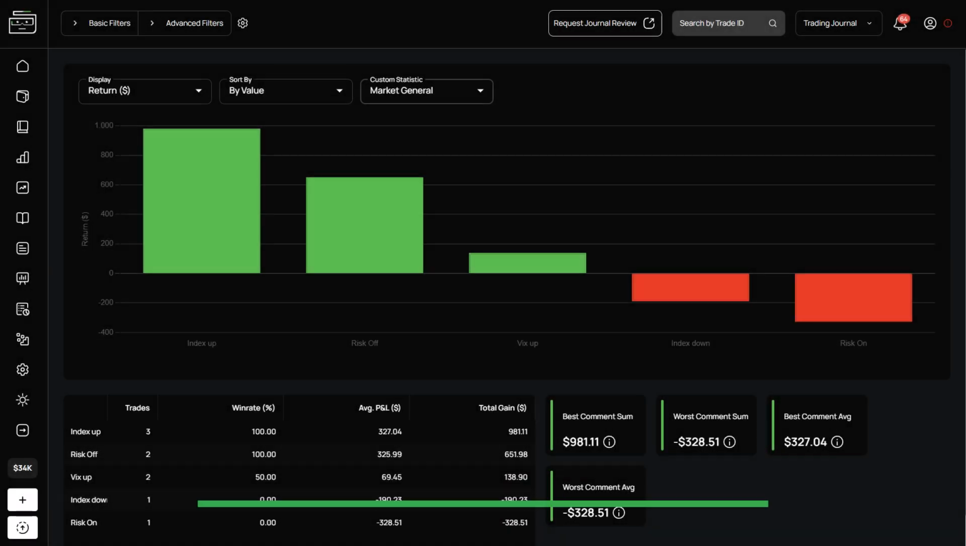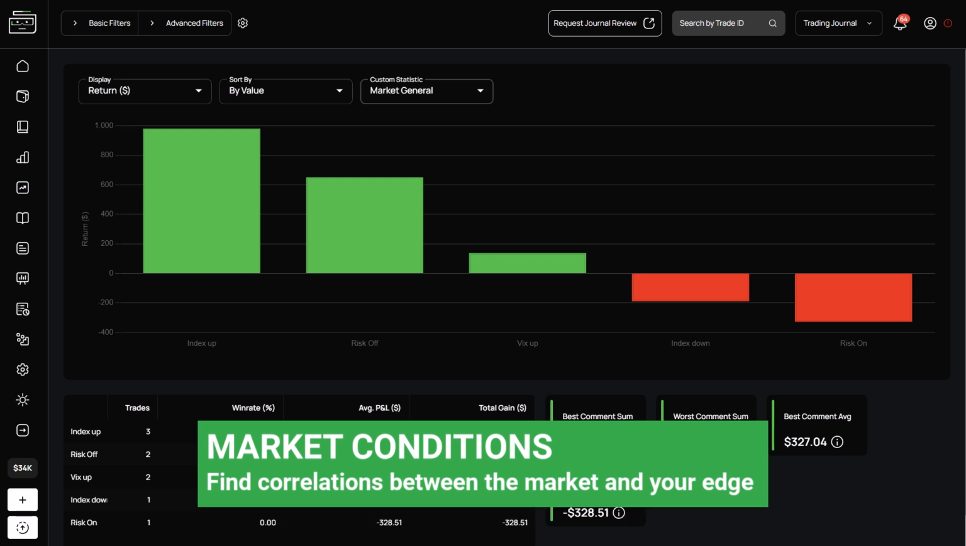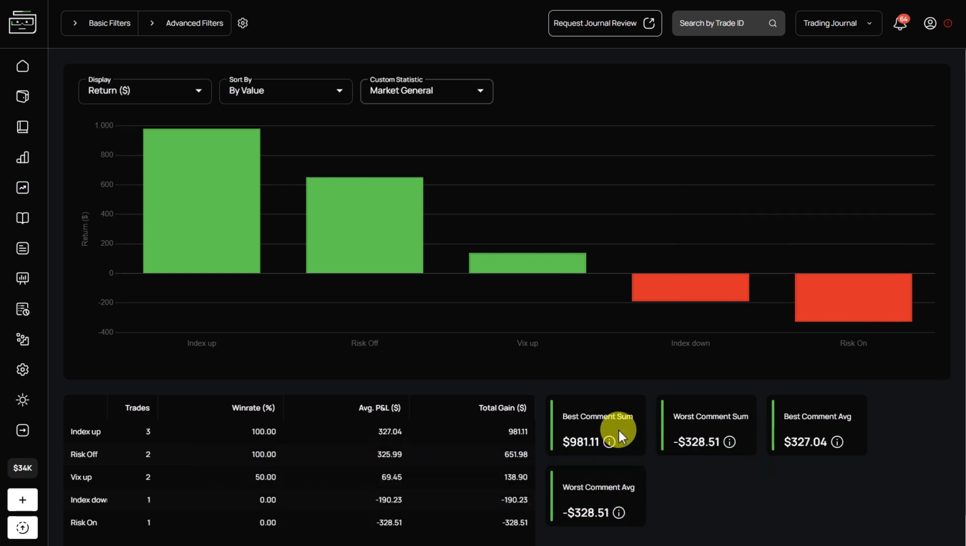Market conditions to a very large degree govern strategy performance in the stock market. With Edgewonk and the help of our custom statistics, you can track, for example, whether you are in a bull or a bear market, how the VIX is doing, where the SPY or the Russell are trading, how the small cap market has been doing recently, and pretty much anything else that you can think of.